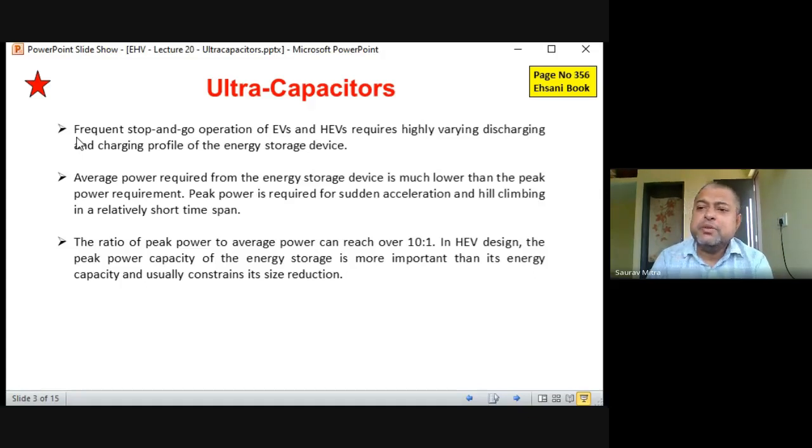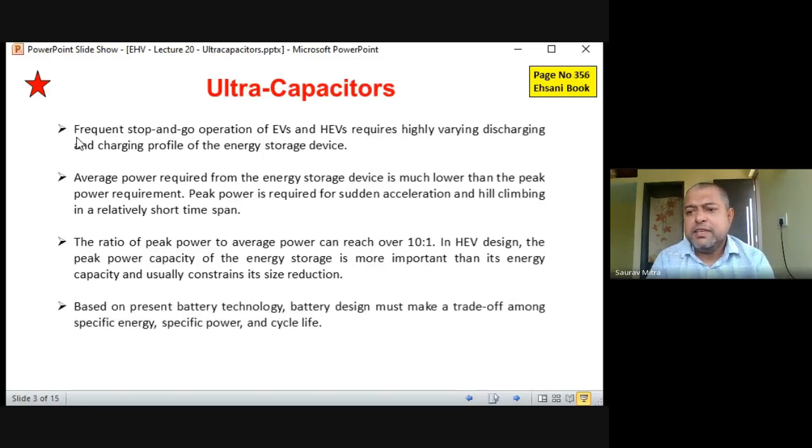You are asking for a huge amount of energy from the battery, and the battery is unable to supply that. So there comes the use of the ultracapacitor. You have to remember, the ultracapacitor is for power delivery. The battery is for energy delivery. Whenever in a short span of time we need huge energy, we are asking for more power from the device. Based on present battery technology, battery design must make a trade-off among specific energy, specific power and life cycle. If you extract a huge amount of energy from a battery within a short span of time, it can give that energy over a stretched period, but not in a very short span, and you are stretching the battery.